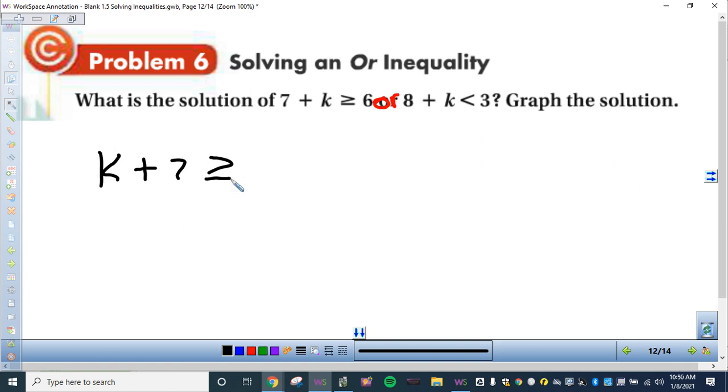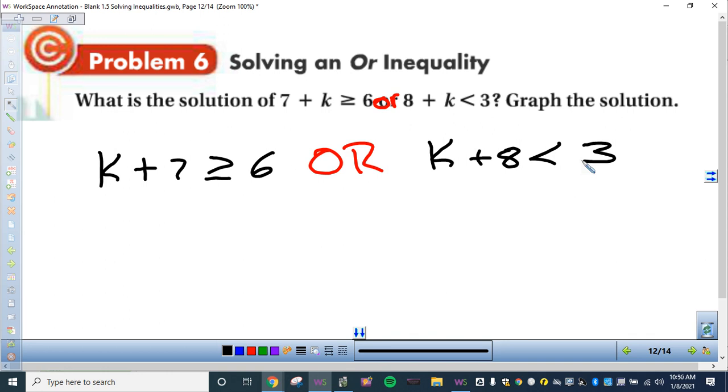Again, they use a 7. It's unbelievable. k plus 7 is greater than or equal to 6. I like overemphasizing that or, so I remember that my arrows are probably going to point out. So here I'm going to switch the order on the second one again, k plus 8, using the commutative property.